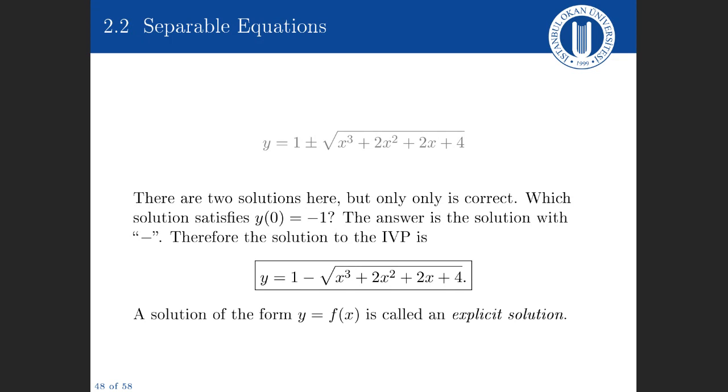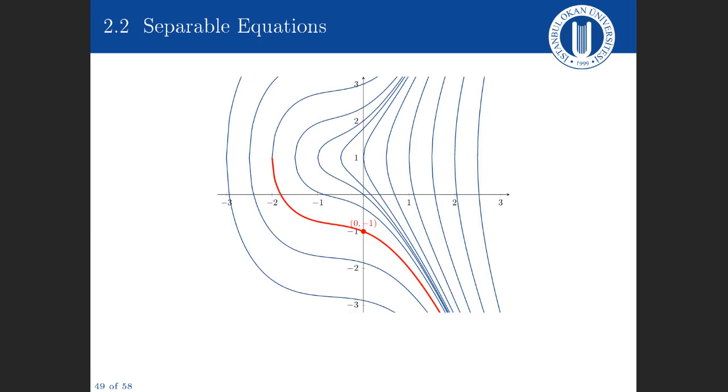I can show you the graph on the next slide. If we have a solution which looks like y is equal to a function of x, this is called an explicit solution. If possible, we want an explicit solution. Sometimes the best that we can do is to give an implicit solution.